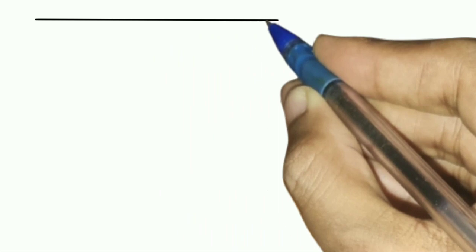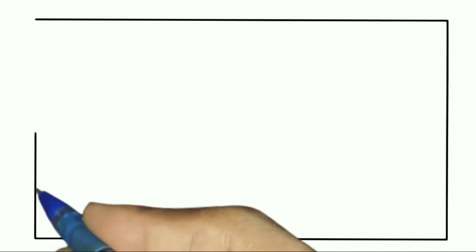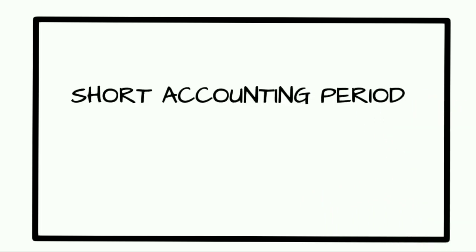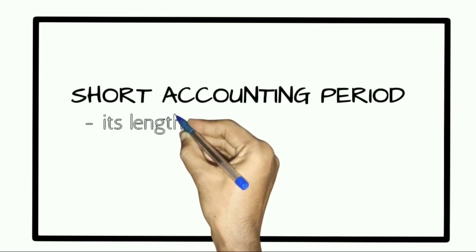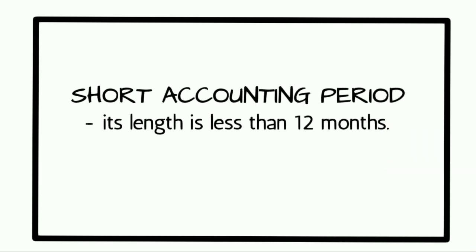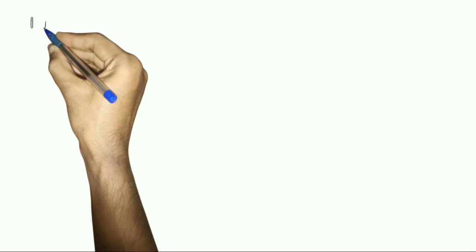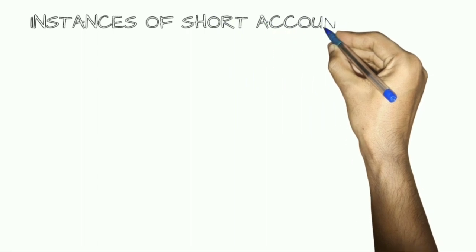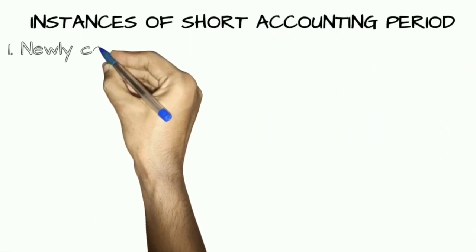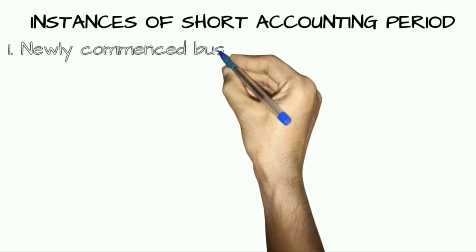Aside from the regular accounting period, another type of accounting period is the short accounting period. A short accounting period is less than 12 months in length. The following are instances of short accounting period. First is newly commenced business.